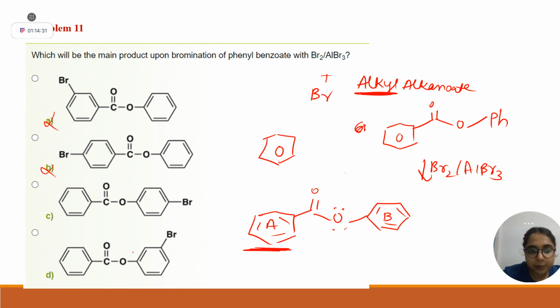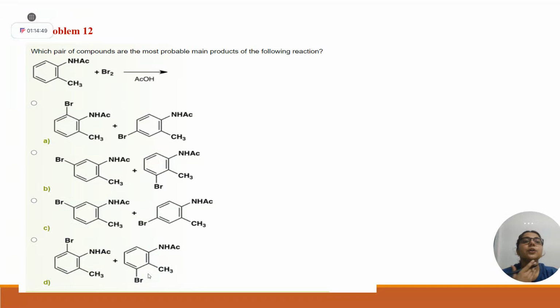Now among these two options, this is meta, this is para. Clear, option C is correct. Yes or no? Yes, ma'am. Because activating groups are either ortho-directing or para-directing. Very good, very good.